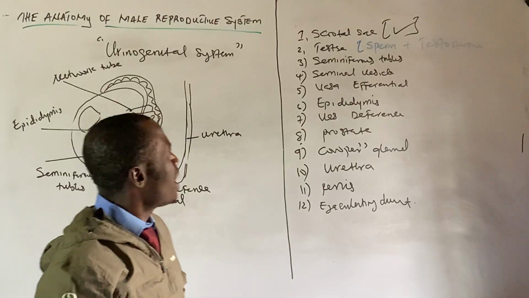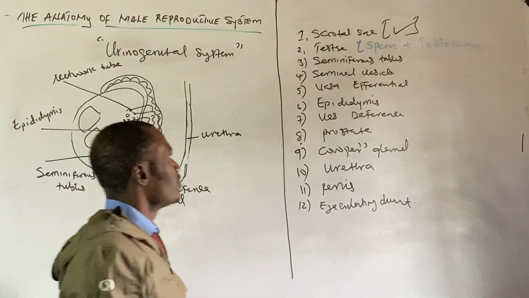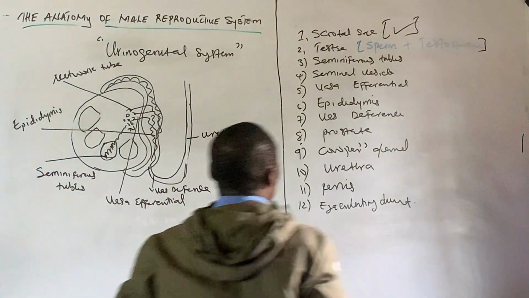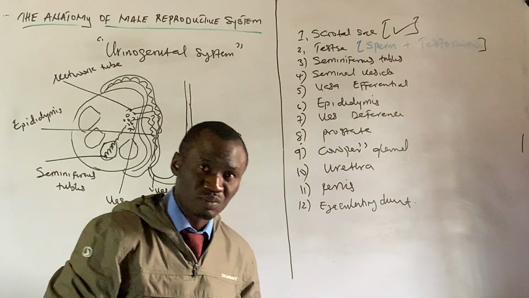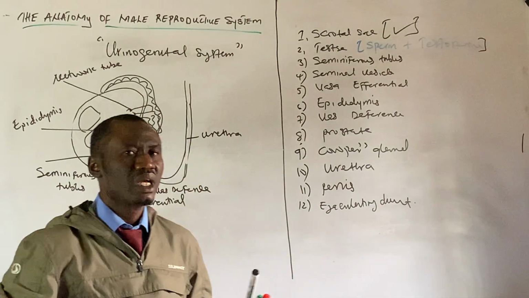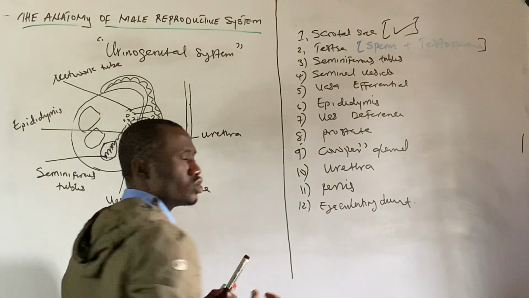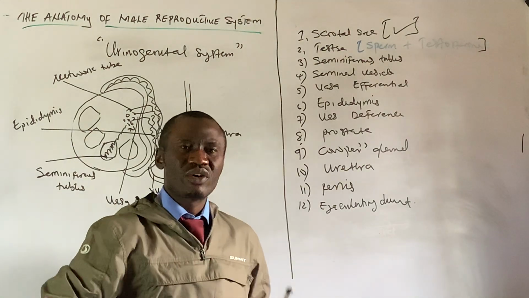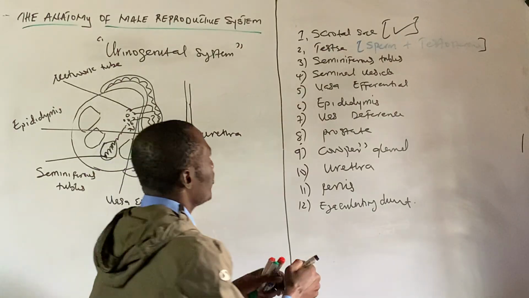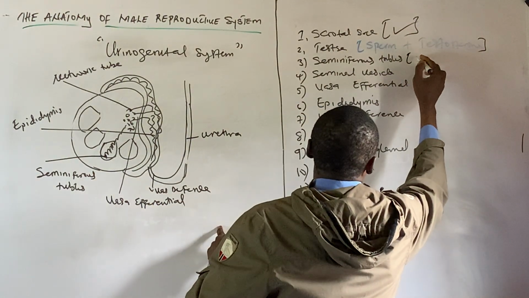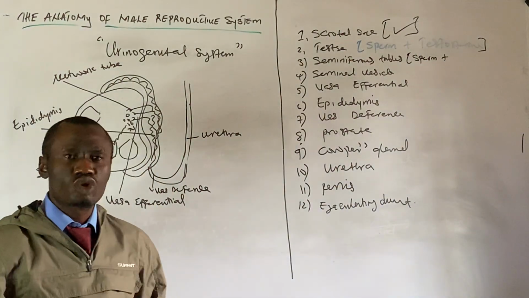Testosterone. The sperm and testosterone are produced at the testis. But understand that, correctly speaking, the testis produce testosterone and sperm, but it is actually the walls of the seminiferous tubules that produce the sperm. All right? The walls of the seminiferous tubules produce the sperm.